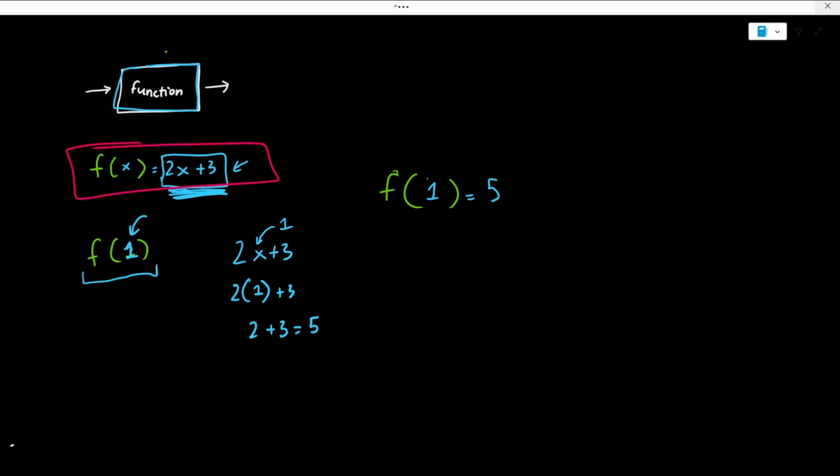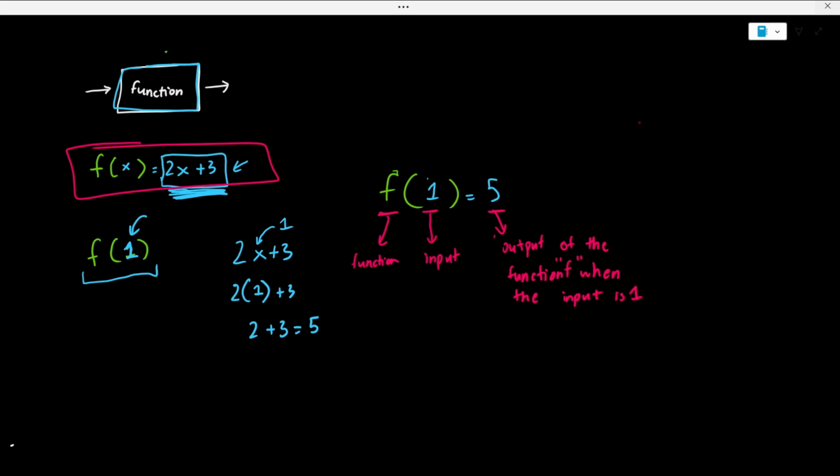Let me just tell you guys what these things are over here. Okay, so this is the function. This is the input. This is the output when the input is 1. Okay, so this is the input. This is the function. This is the output of the function when the input is 1.